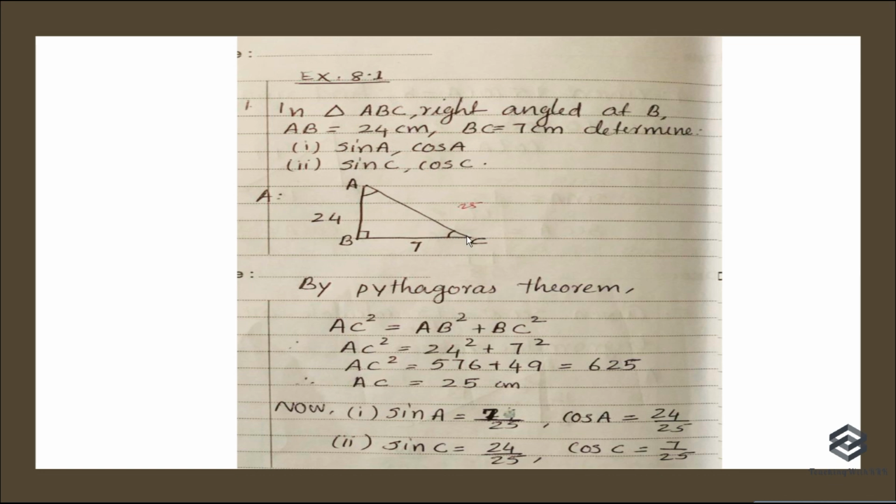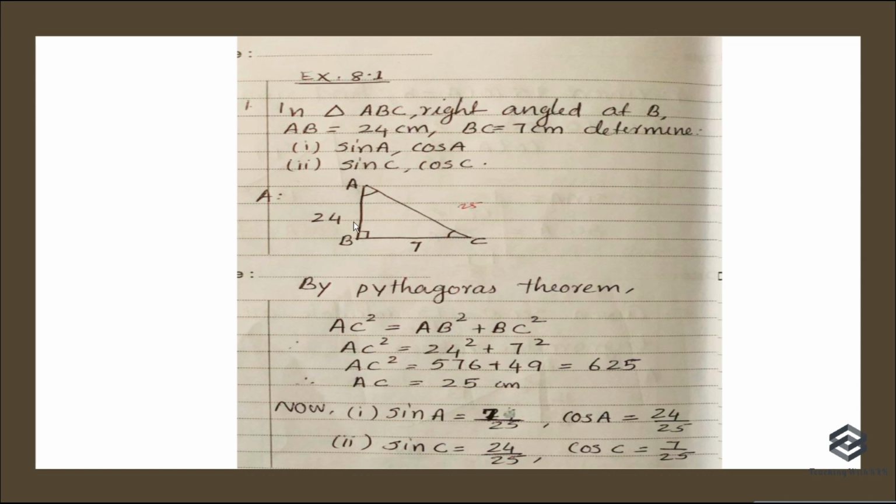Next, sin C. Sin C means side opposite to angle C divided by hypotenuse. Here opposite side of angle C is AB, hypotenuse AC. Therefore sin C equal to AB by AC equal to 24 by 25. Cos C is adjacent side by hypotenuse. Adjacent side of C is BC, hypotenuse AC. Therefore cos C equal to BC by AC equal to 7 by 25.